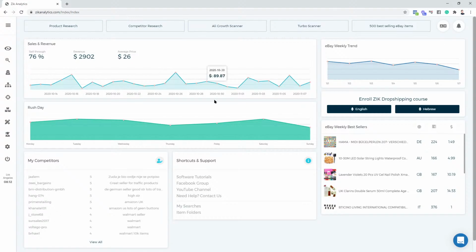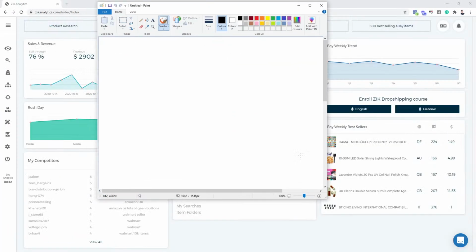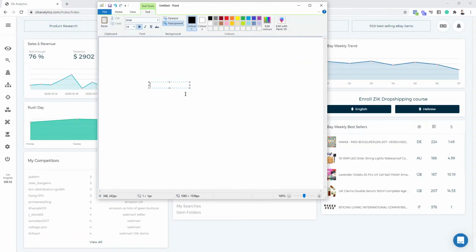Let's get started. So first of all, I want to open here a Word document, or even a Paint. Let me just open a new one. I'm going to make it very big like this. I'm going to ask you, what do you consider a niche and what do you consider a product? We're going to play a little game. I just want to see the level of knowledge you have.